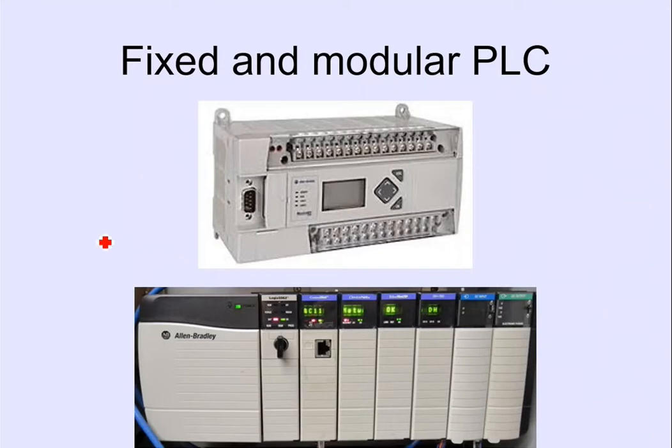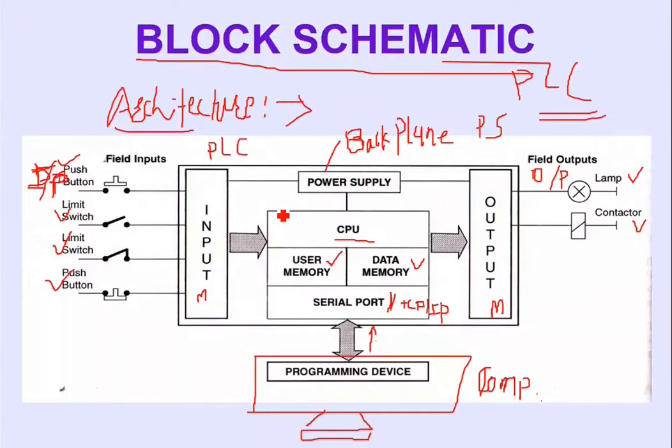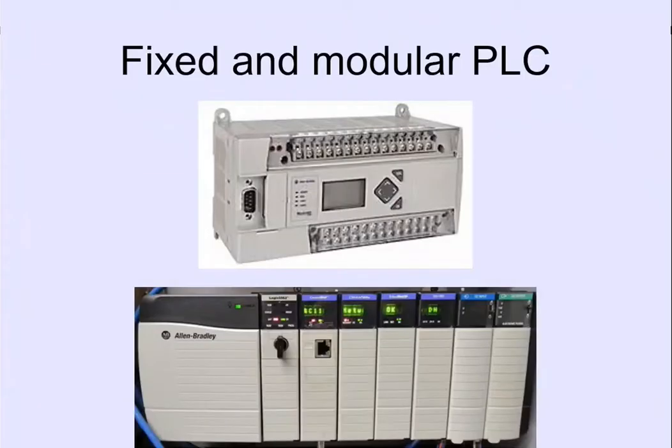So how does the PLC look? There are two types of PLC: one is fixed PLC, another is modular PLC. This architecture is of a fixed PLC. Inside this wall there is a PLC. This is the complete PLC, and you can see these are the outputs and these are the inputs.